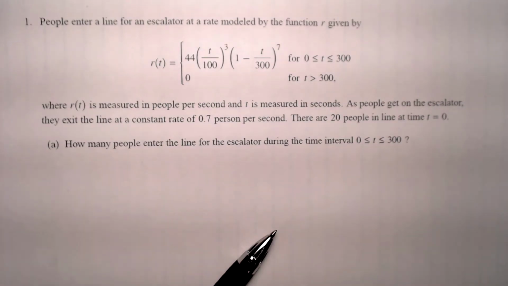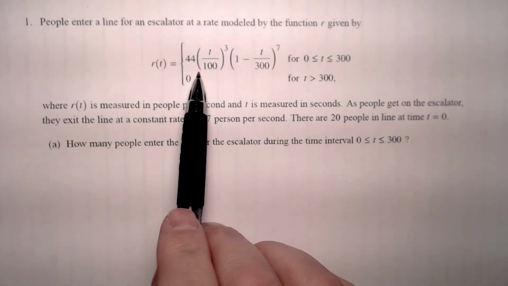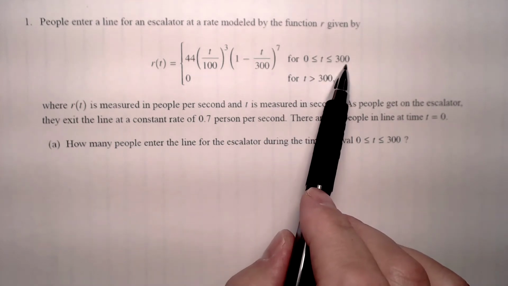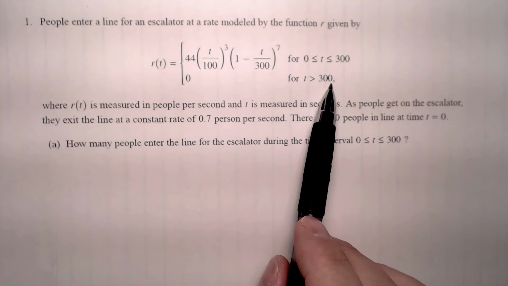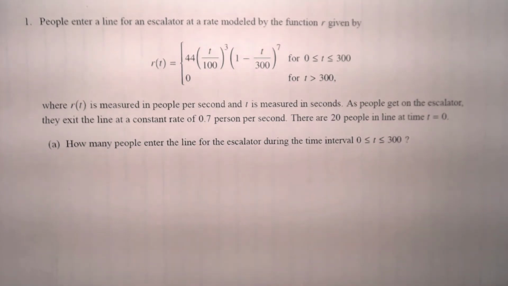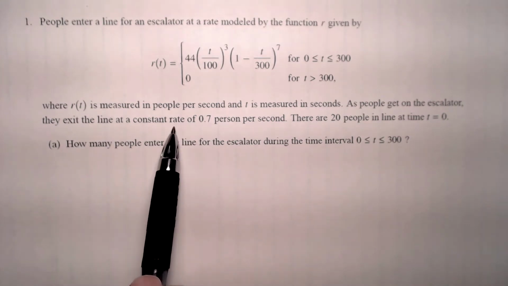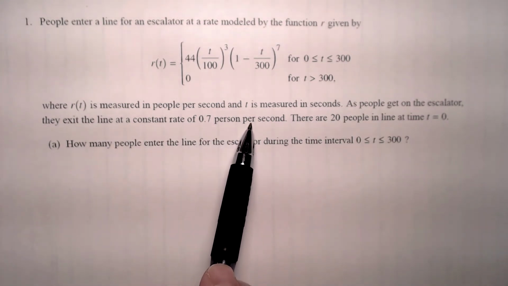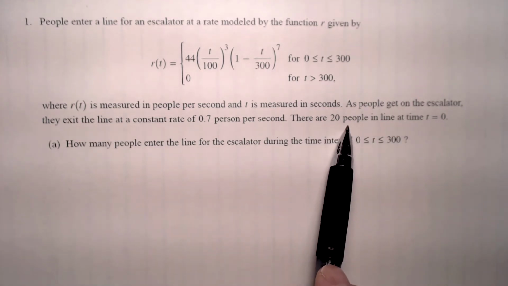In this question, we are given that people enter a line for an escalator at a rate modeled by this function, and it's non-zero between 0 and 300 seconds, and then after 300 seconds it's 0. And as people get on the escalator, the exit from the line is at a constant rate of 0.7 persons per second, and initially there are 20 people in line.